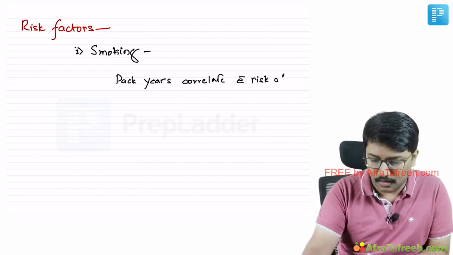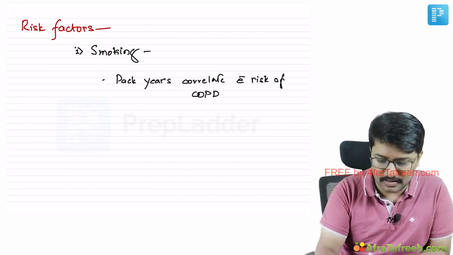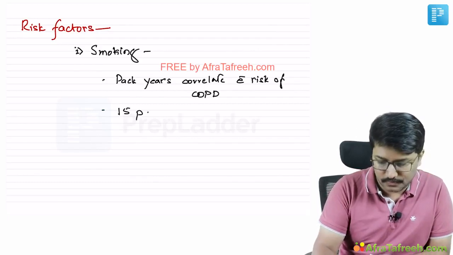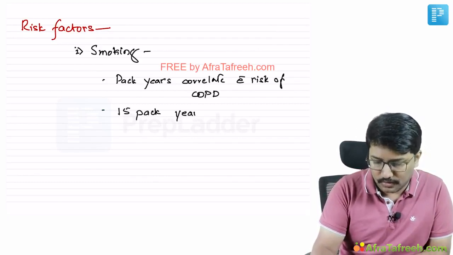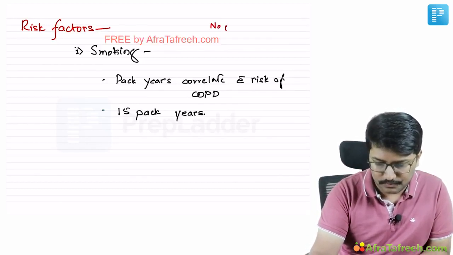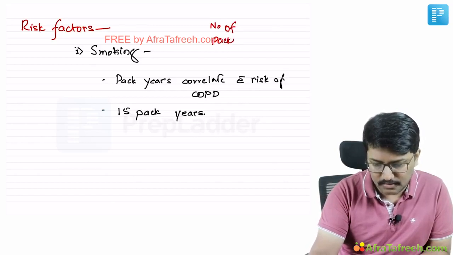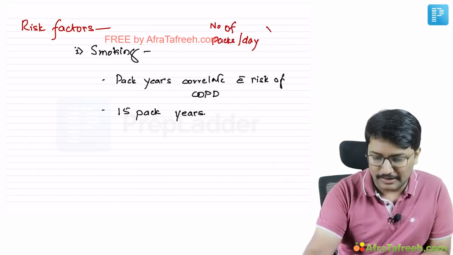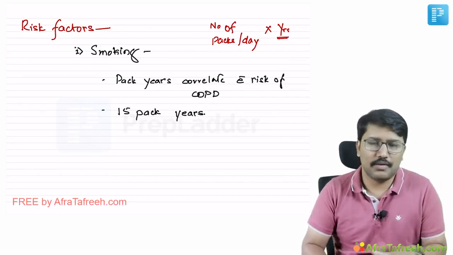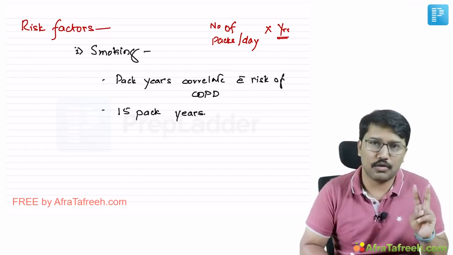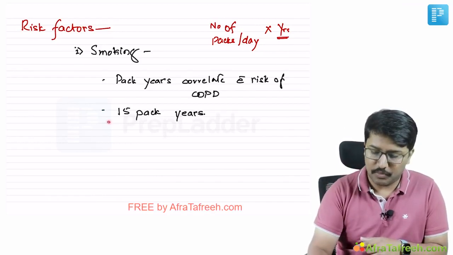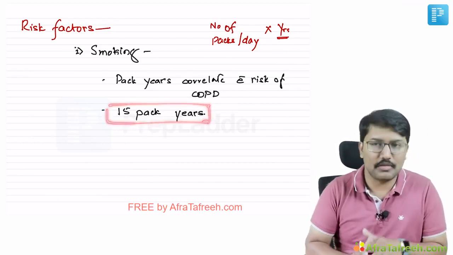So generally speaking, how many pack years should be considered as a significant risk factor for development of COPD? That is around 15 pack years. For those of you who are not aware what is pack year, it is derived by multiplying the number of packs of cigarettes smoked per day into the years where the patient had smoked. So it's like a patient with 5 years history of smoking where he was on an average smoking 2 packs of cigarettes per day. That would be like 10 pack years. So 15 plus pack years starts increasing the risk of developing COPD.